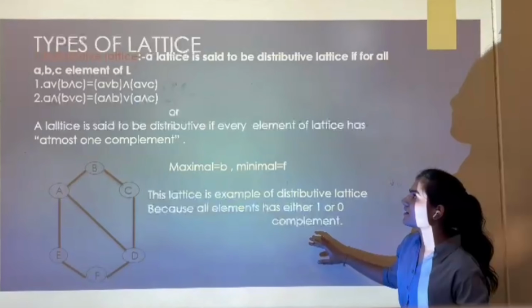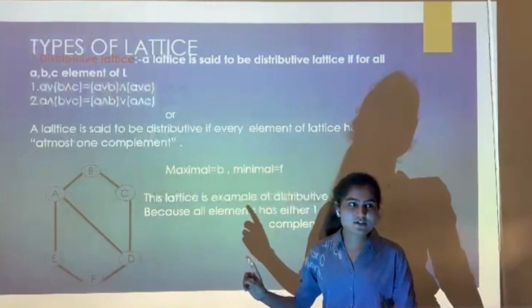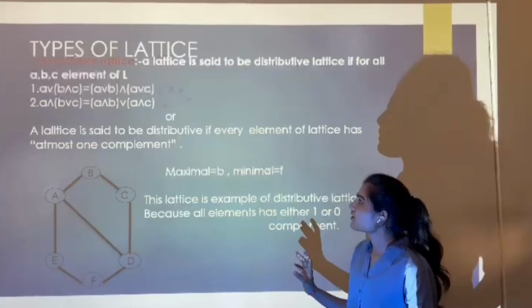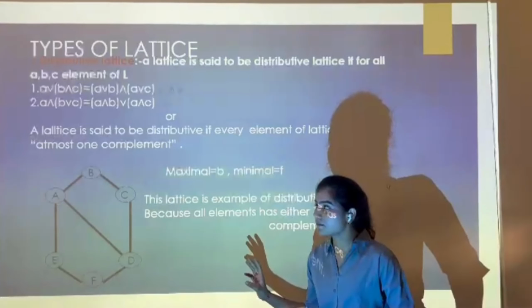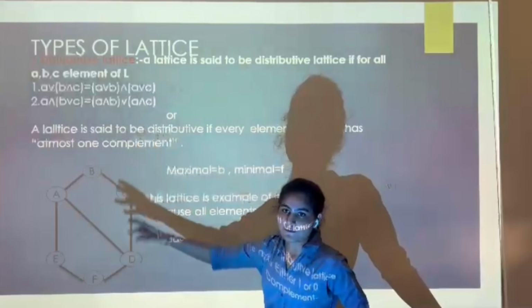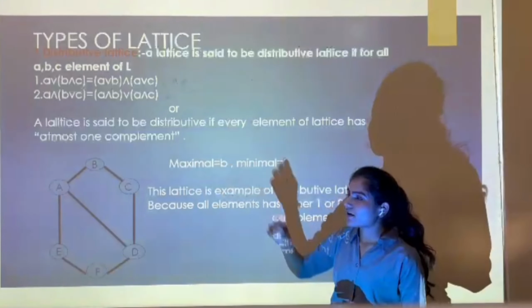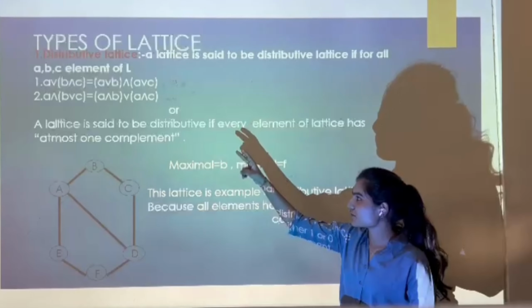Types of lattices. So the first type is distributive lattices. A lattice is said to be a distributive lattice if for all a, b, c elements of L they follow these properties. These are the two properties of the distributive law, and every three elements of the lattice should follow these properties.